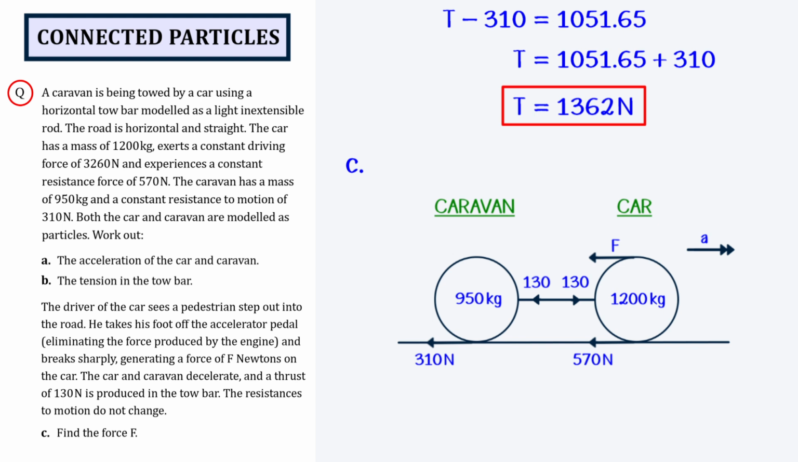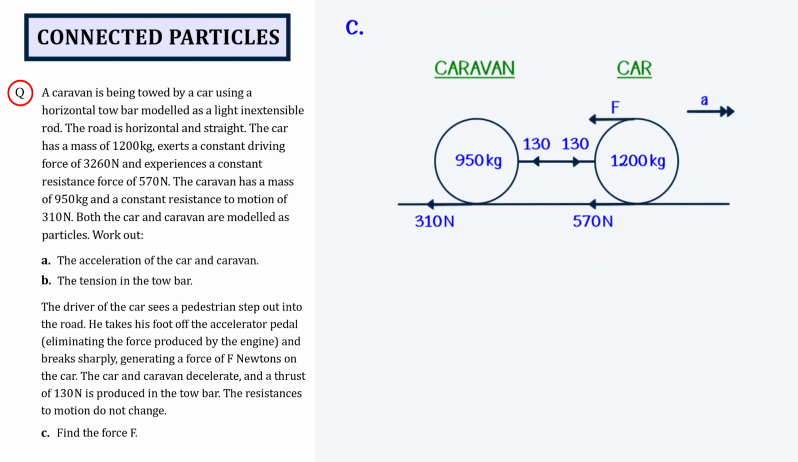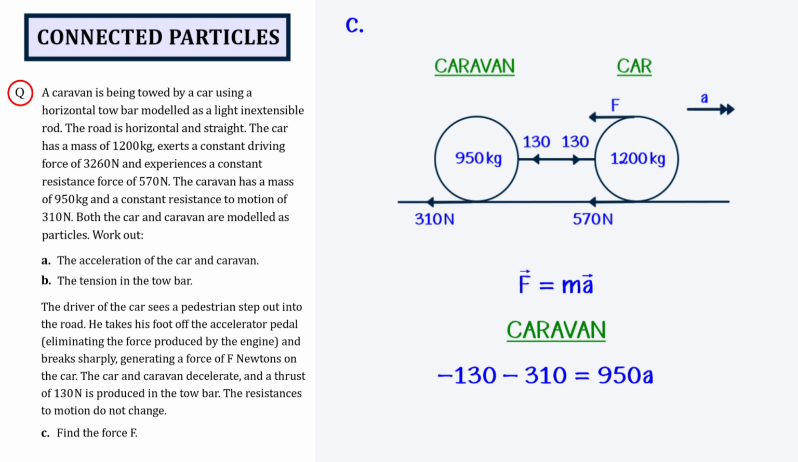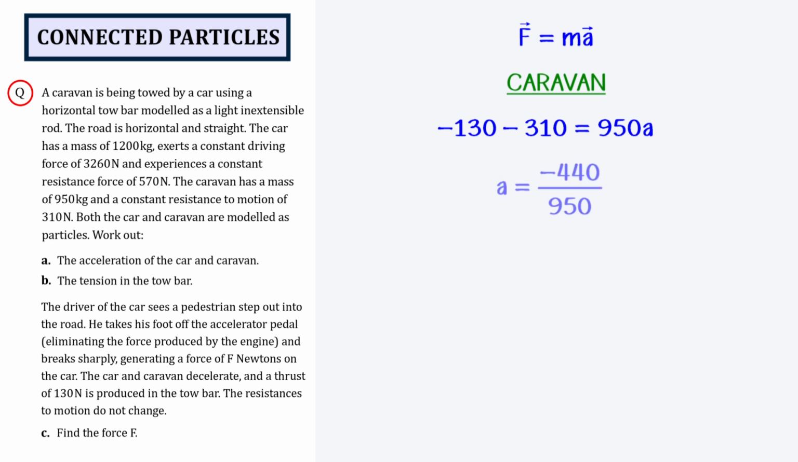Okay, so now that we have our new force diagram, let's try to find the force F. Well, as we've been given the thrust and we've got the resistance force acting on the caravan, we can apply Newton's second law, F equals ma, to find the deceleration experienced by both the caravan and the car. So for the caravan, we have minus 130 minus 310 is equal to 950 multiplied by a. And so a is equal to minus 440 divided by 950, which gives a is equal to minus 0.46315 meters per second squared.